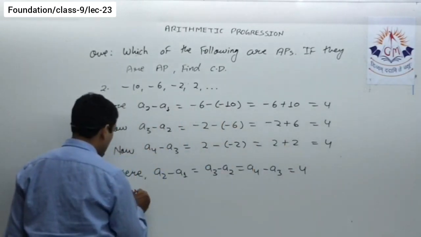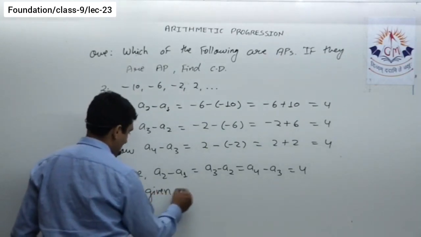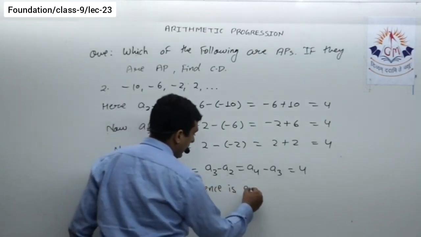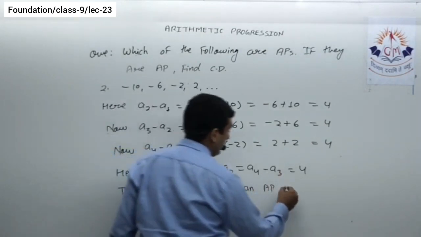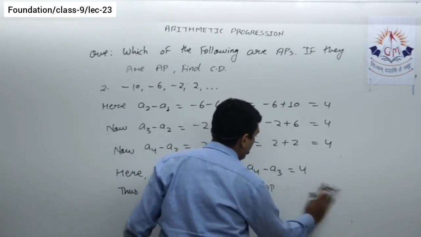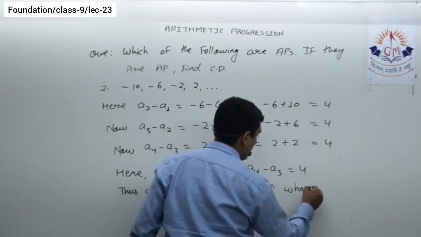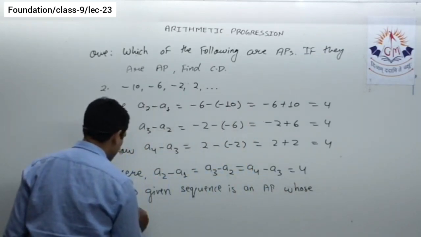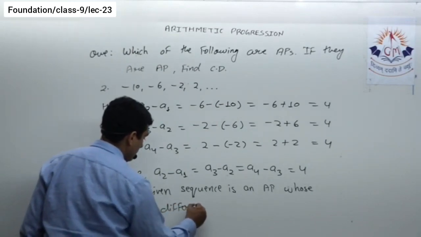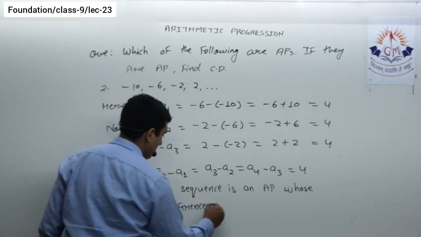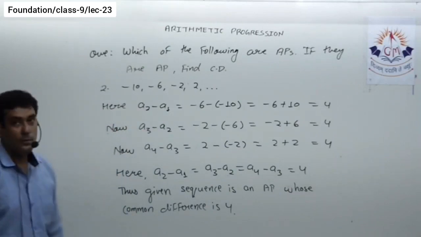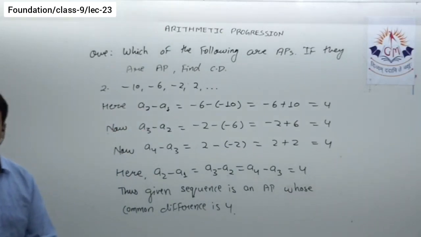Thus, the given sequence is an AP whose common difference is 4. So please note it down, then we'll see one more question.